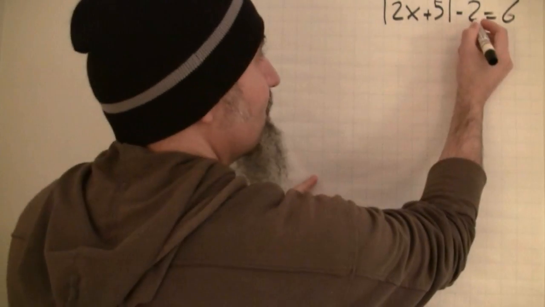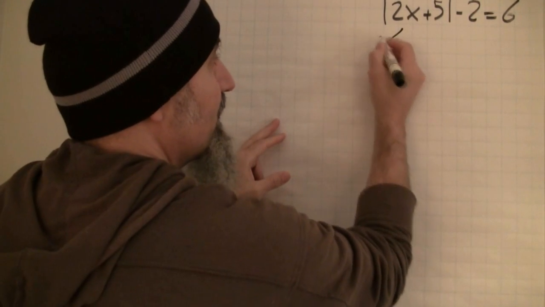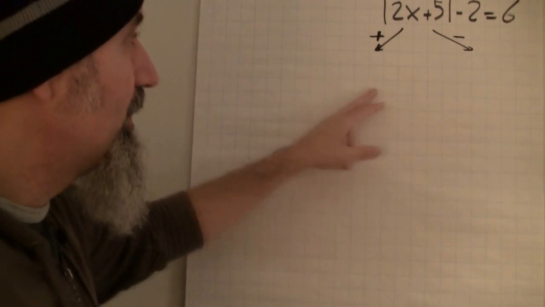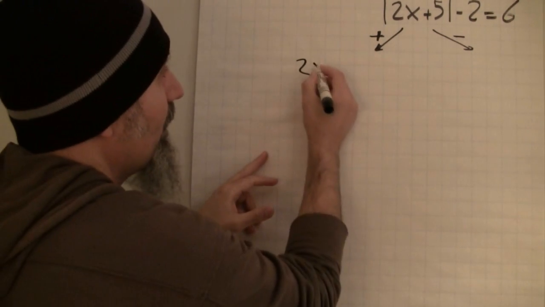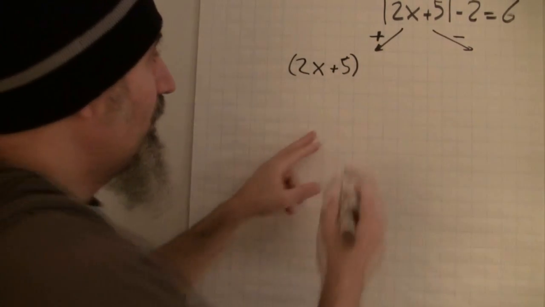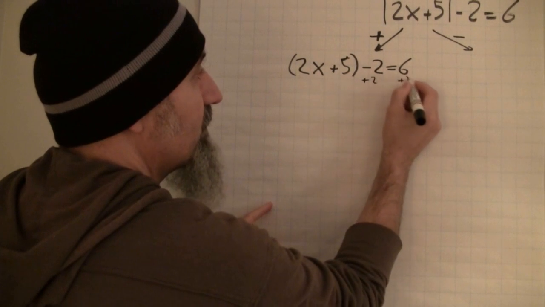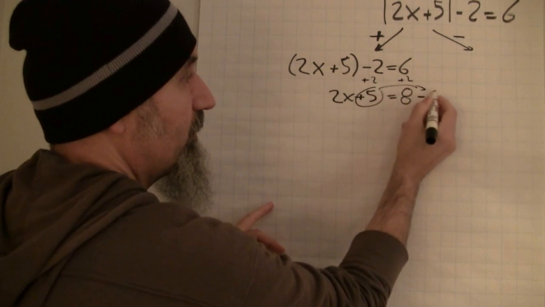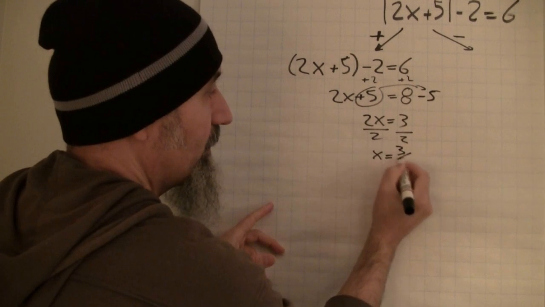So if we had this, what we're going to do is branch this off into 2 directions. This is the positive inside, we're going to take this way, and the negative of the inside, we're going to take that way. Now the positive on the inside is just whatever is there, which is 2x plus 5, that's what was in the absolute value, minus 2 is equal to 6, right? And we just solve for this. So plus 2, we have 8 on this side, and we've got 2x plus 5. Grab the 5, bring it over, minus 5. So 2x is equal to 3, divide by 2, so x is equal to 3 over 2.